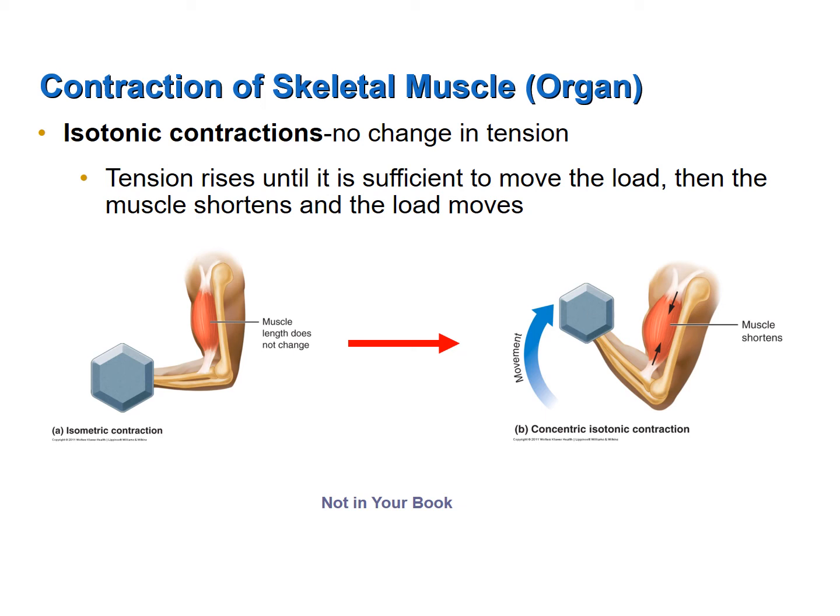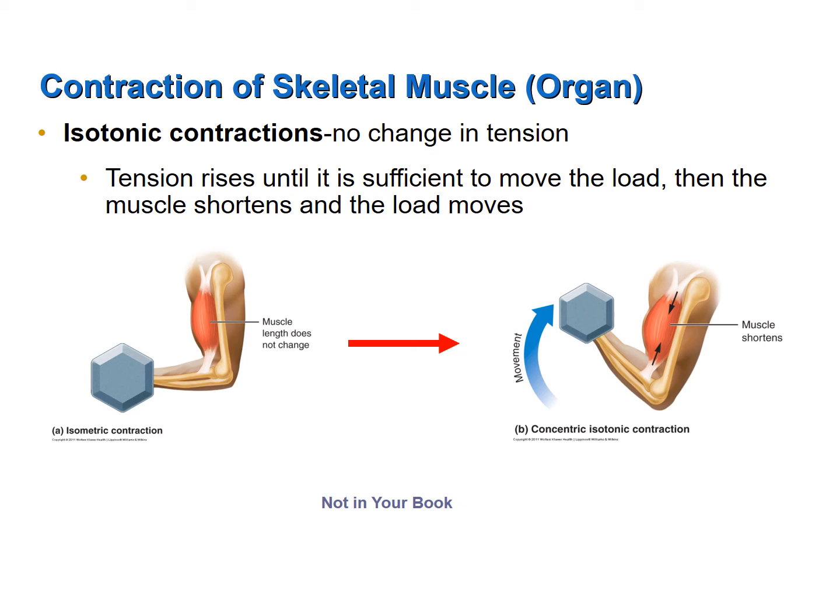Once there was enough tension to begin to move the muscle, from that point on, there is no change in tension while the muscle is shortening. Therefore, that type of contraction is referred to as isotonic contraction. Notice that normal movements caused by the contraction of muscles include both isometric and isotonic contractions.